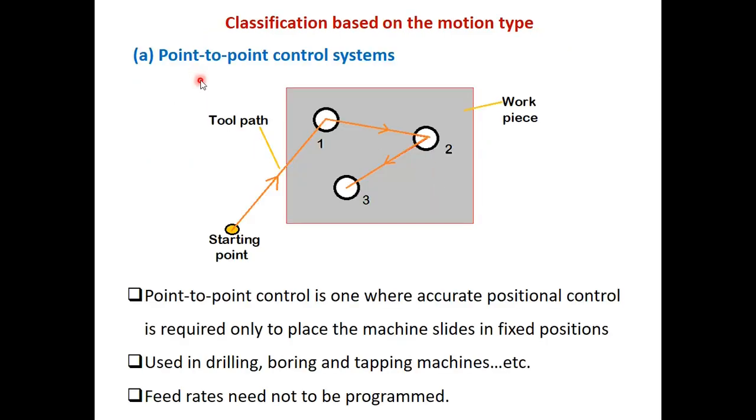Let's see the first part, the point to point system. The gray shape is the workpiece where we have to do 3 drilling operations: drilling operation 1, 2, 3. Let's say your drilling tool is here, and it has to move to the next point. When the tool is moving from the starting point to the first point, it is not doing any operation.